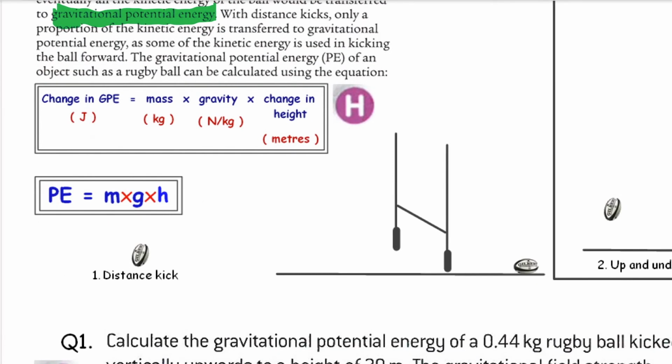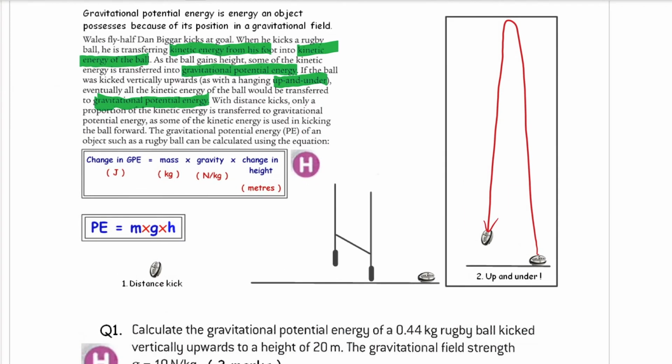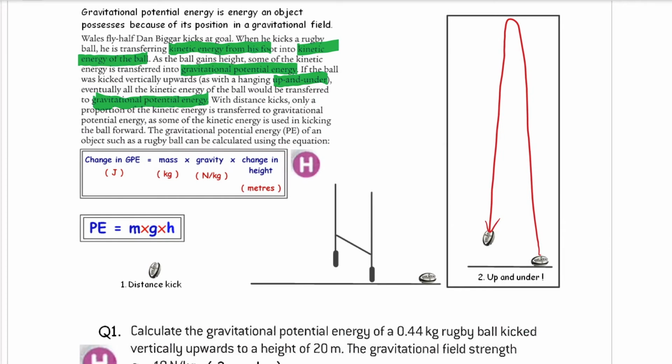Now, if we look at the up and under, well, if it was purely up and under, the ball would go up and come straight back down. Showing it here slightly, there's a slight movement up and down. Okay. With distance kicks, only a proportion of the kinetic energy is transferred to the gravitational potential energy, as some of the kinetic energy is used in kicking the ball forward. So that's this one here.